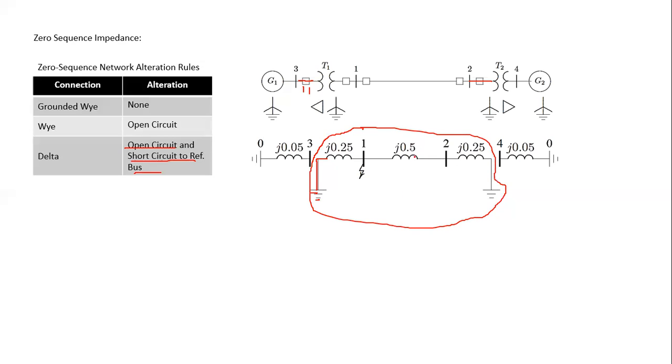The series combination of j0.5 and j0.25 is in parallel with j0.25 with respect to bus 1 and the reference. So 0.5 plus 0.25 is 0.75, and then we determine the parallel combination with j0.25. So for the zero sequence impedance, the Thevenin equivalent value is j0.1875.